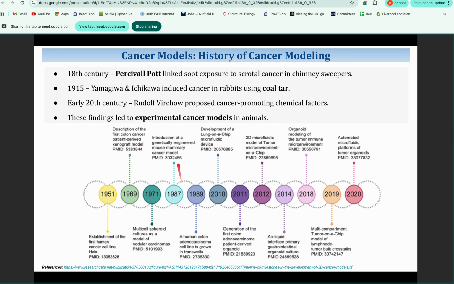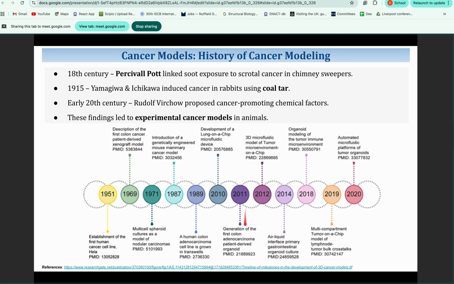In 1987, introduction of a genetically engineered mouse mammary cancer model. So in this case, they have used genetic engineering methods to make the cancer model from the mouse. So in mouse they have induced the cancer. In 1989, a human colon adenocarcinoma cell line is grown in the transwells. In 2010, development of a lung on chip microfluidic device.